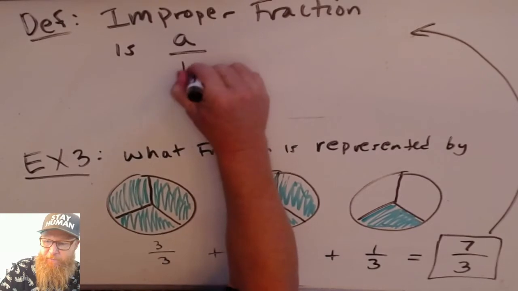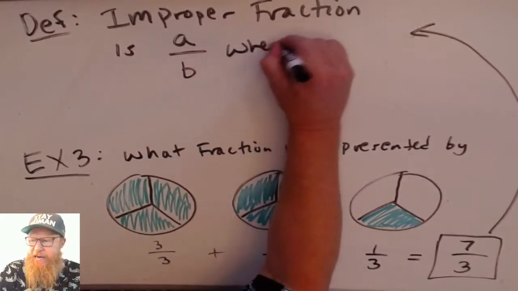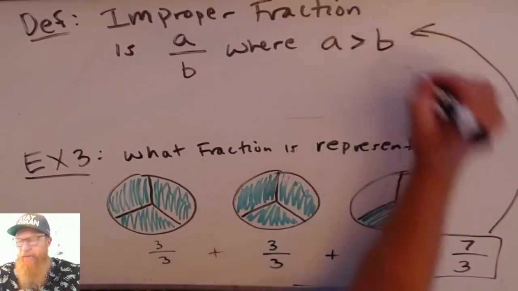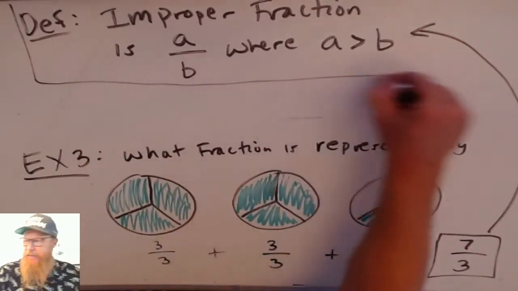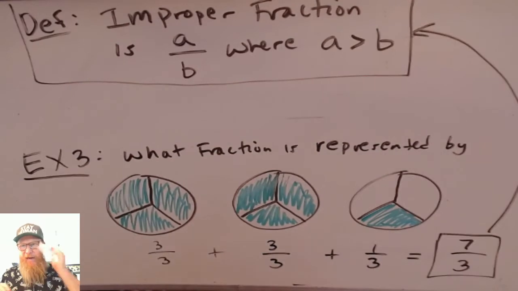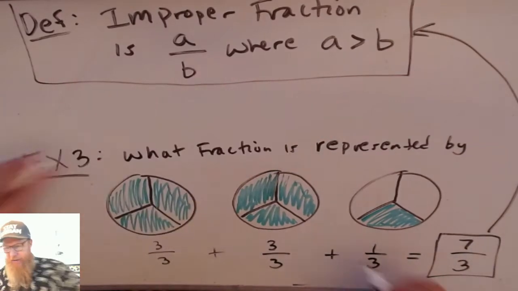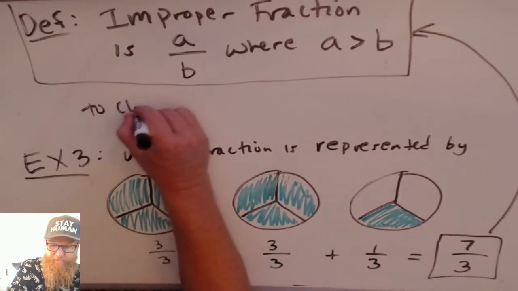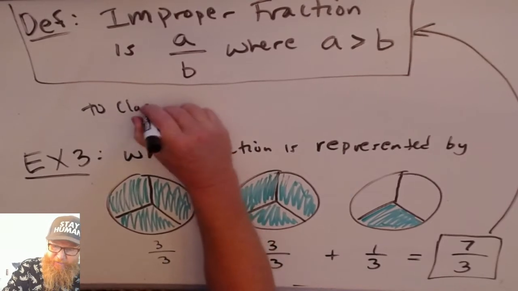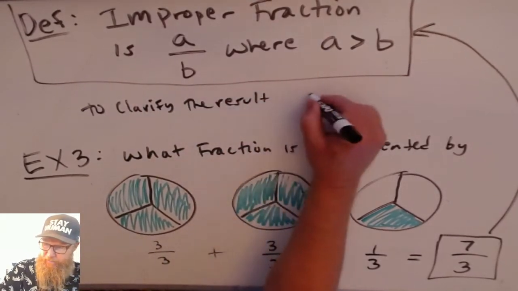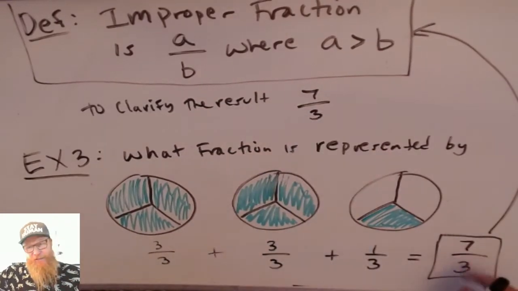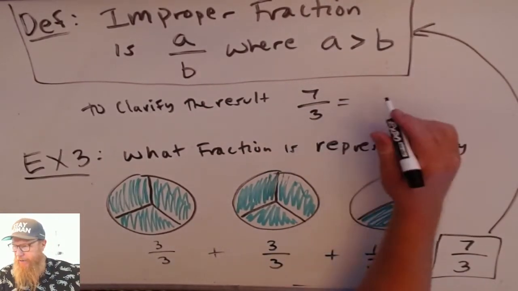So an improper fraction is a over b, where a is greater than b. So the numerator is greater than b. We call that an improper fraction. Now, let me just make this very clear. My answer here is 7/3, but I want to make it very clear.